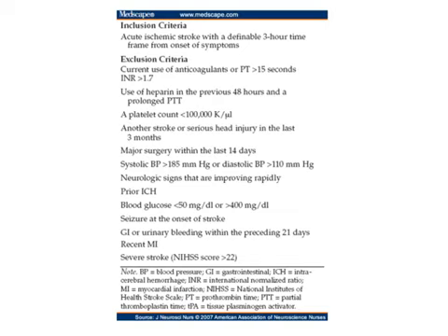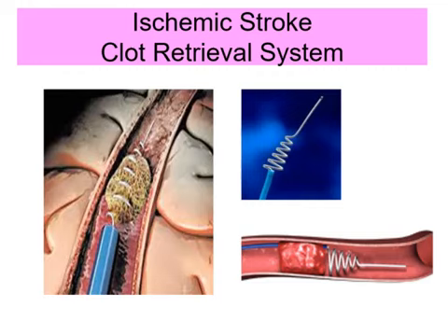Exclusion criteria is if our bleeding coags are out of whack, if they've had heparin or other anticoagulants, if their platelet count is low, if they've had another stroke or head injury in the last few months, major surgery, if their BP is too high, if their neurologic signs and symptoms are improving rapidly, then it's probably a TIA. Their blood glucose is out of whack, if they're having seizures, if they've had a GI bleed or recent MI. Those are all exclusion factors that they cannot get this medication.